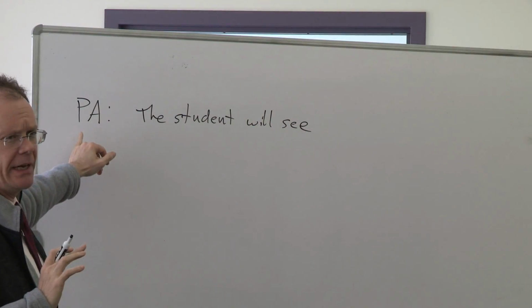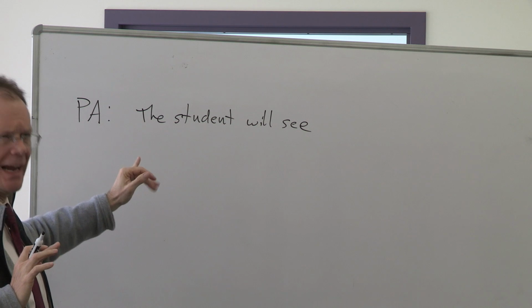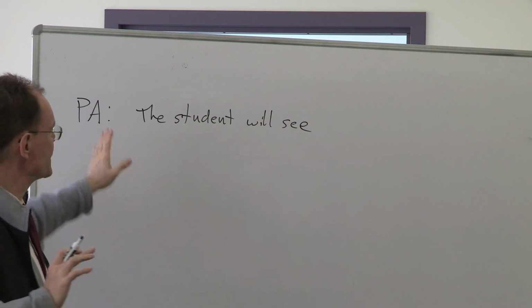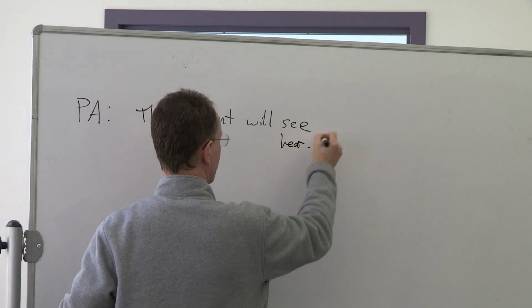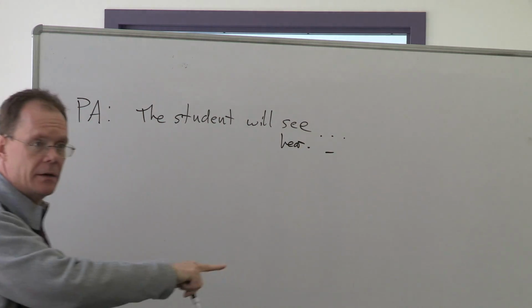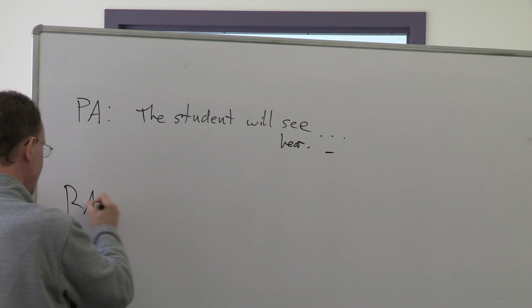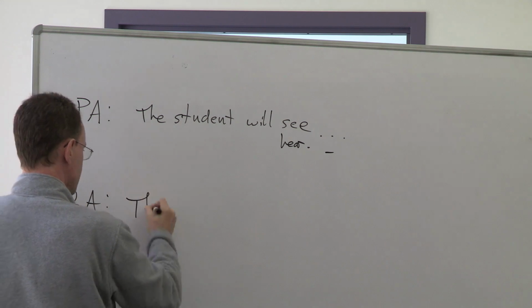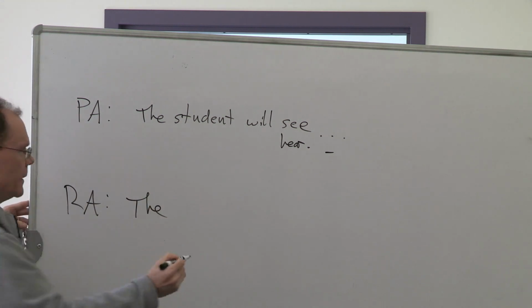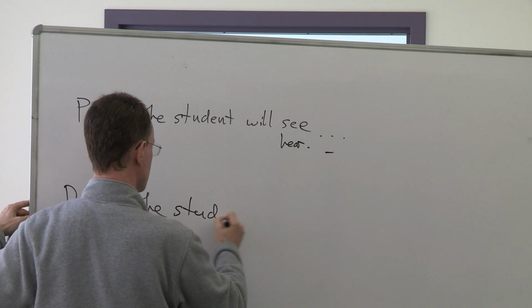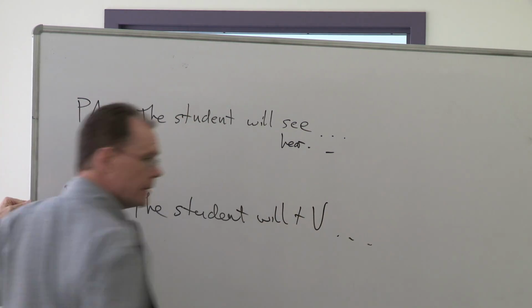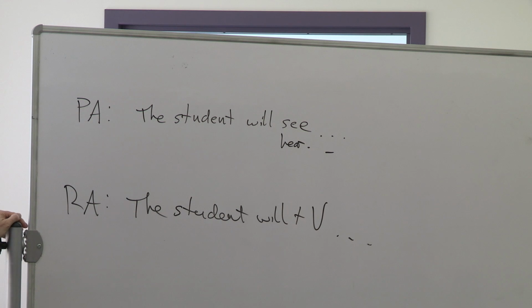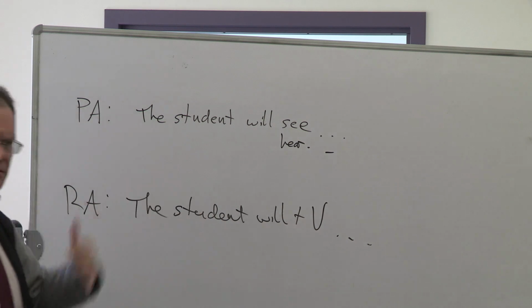Get to writing your PA. It might be helpful to start with this phrasing: the student will see or hear whatever. And then for the RA, you might put, the student will plus verb, right? Okay. That's kind of a succinct way of just doing it.